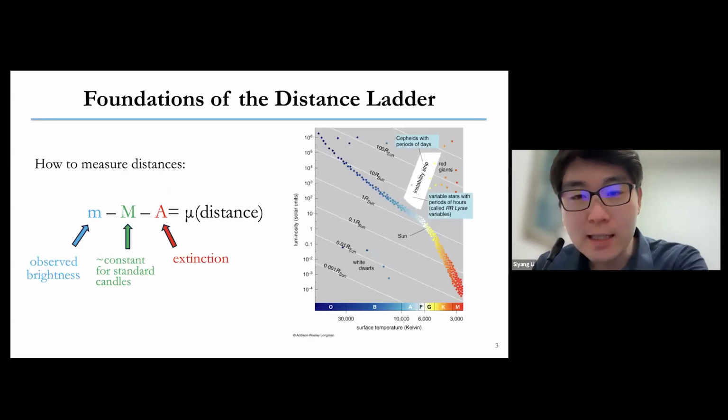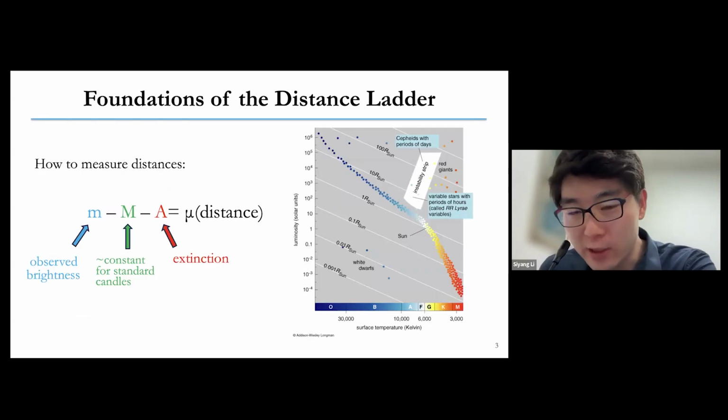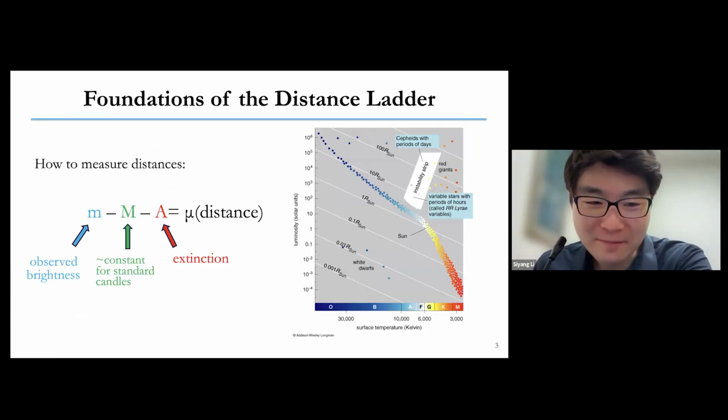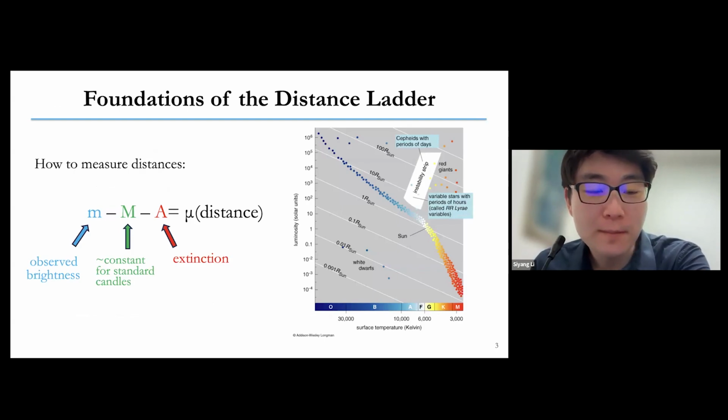Now, the distance ladder is based on a very simple relation, a little bit of algebra as shown here. And so this is kind of the cornerstone of our work. So we have little m minus big M minus A equals mu, the distance to a galaxy. Our little m is our apparent magnitude. We observe the apparent magnitude of our candles using telescopes like the Hubble Space Telescope, the James Webb Space Telescope. Capital M is the intrinsic brightness of our candle, and that's what we take advantage of.